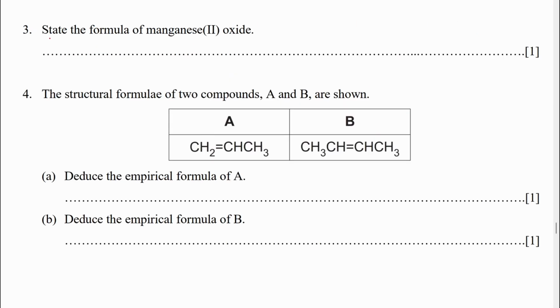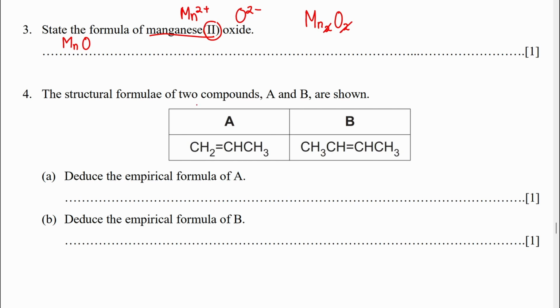Next, question 3. State the formula of manganese(II) oxide. Okay, so manganese(II) in here, so we have Mn2+, right? Because it is 2. And oxide, it is oxygen, so O2-. So what is the formula? I will take yours, you will take mine, crisscross, so you will have Mn2O2, okay? And then simplify them, so you will get MnO. So this is the formula of manganese(II) oxide. Next, question 4.